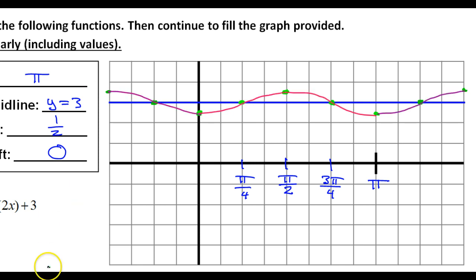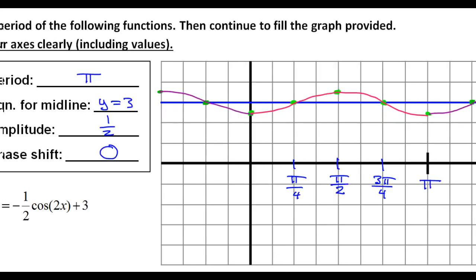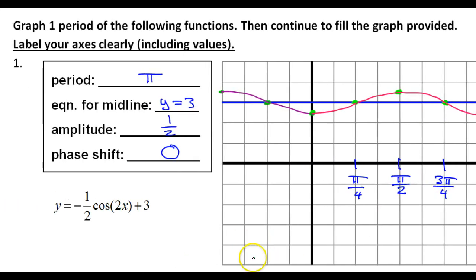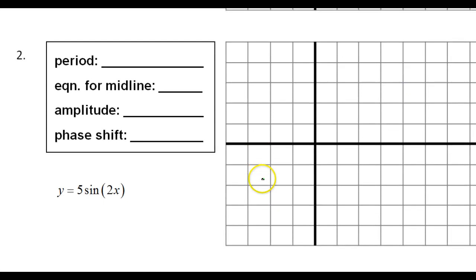Alright, so your graph should look something like this. You see the pink part here, this is one period, that first period, and then the purple part is what you would get if you just extended that as far as you can. Anyway, that's problem number 1. Let's do a couple more.